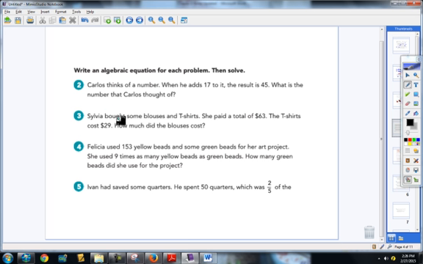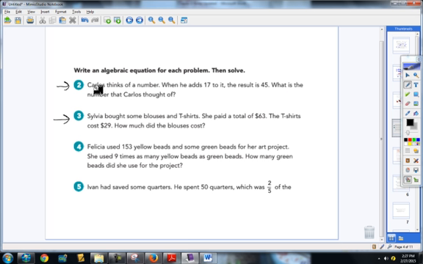Here are some practice questions. I'm going to pause this, and I would like everybody to try these. Let's just do 2 at a time. So I just want you to try number 2 and number 3. Okay? Carlos thinks of a number. When he adds 17 to it, the result is 45. What is the number that Carlos thought of?